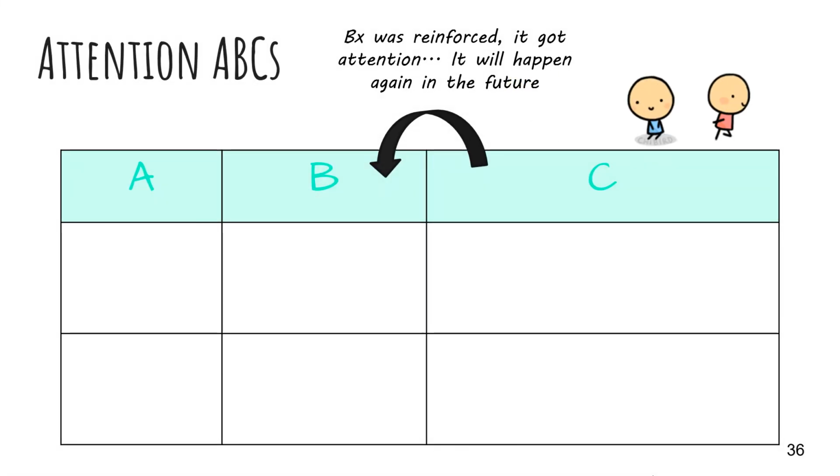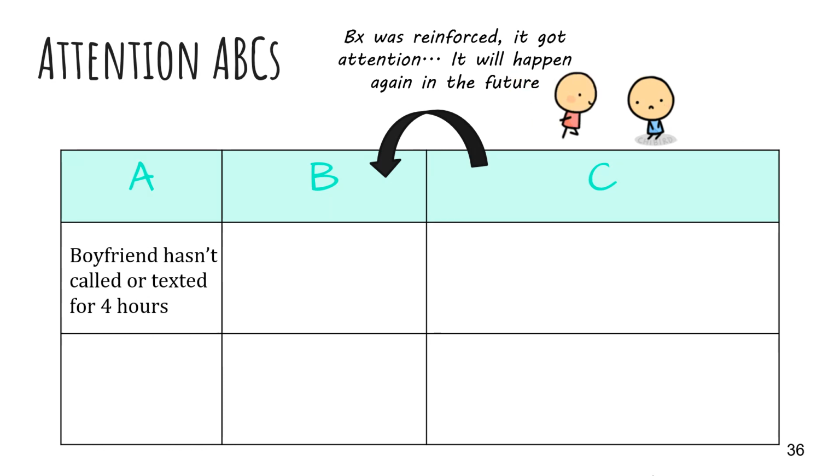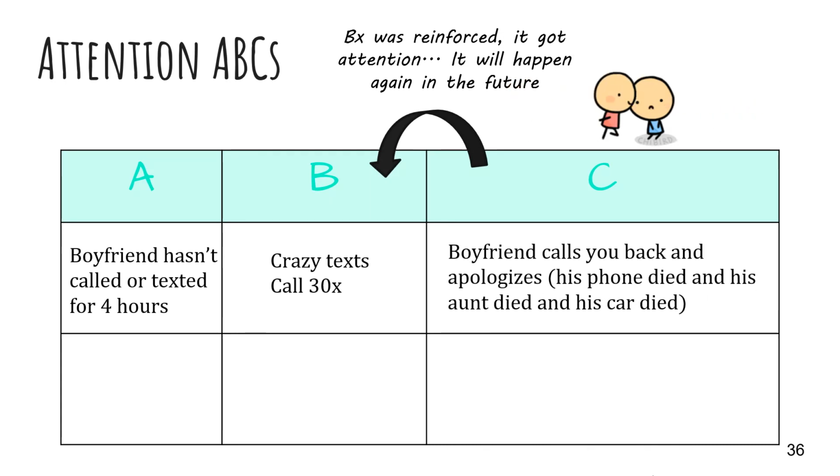So here's a simple example. We're going to go back to your boyfriend. Your boyfriend hasn't called or texted for 4 hours, so that's an antecedent. And that is a deprivation of attention. So if we see a deprivation of attention in the A column, we're likely to see attention-seeking behaviors occur. So you send crazy texts, you call him 30 times, and your boyfriend calls you back and apologizes. His phone died, his aunt died, and his car died. So what we're seeing here is that this behavior was reinforced, it got attention, and therefore, because it was reinforced, it's likely to happen again in the future.